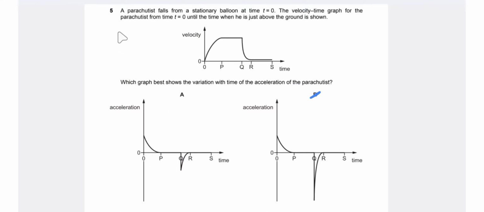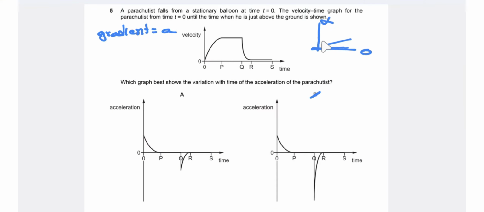Now this is a velocity-time graph. So what would be the acceleration-time graph? In general, for a velocity-time graph, the gradient of the graph is acceleration, and the area under the graph is displacement. So gradient is equal to acceleration. And what is the gradient? The gradient for a horizontal line is 0 and the gradient for a vertical line is infinity.